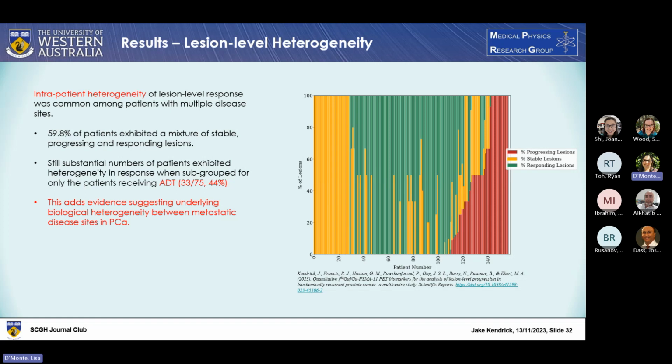Still, if we subgrouped for the patients that only receive systemic therapy, so for example, androgen deprivation therapy, we still found that around 44% of those patients, even though they were receiving systemic therapy, had heterogeneity in response between lesions within the patient. So this adds, I think, evidence suggesting there is underlying biological heterogeneity between disease sites, and it confirms a number of other studies that have sort of suggested the same thing.